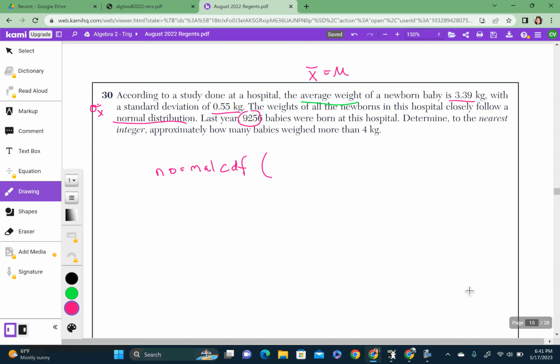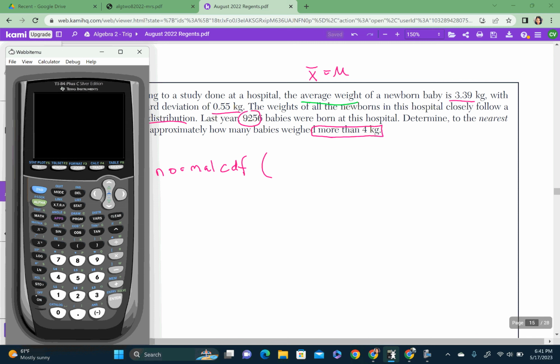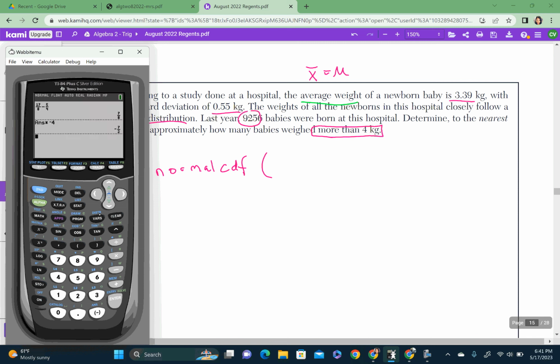And determine to the nearest integer approximately how many babies weighed more than 4 kilograms. More than 4 kilograms, okay? So we're going to go to our calculator. And where is normal CDF, right? So normal CDF is, you see distribution right here. So you hit second vars, which is distribution, and option number 2 is normal CDF. So it says more than 4, so 4 is going to be our lowest. Any numbers more than 4, the largest number I can think of is 9999999.